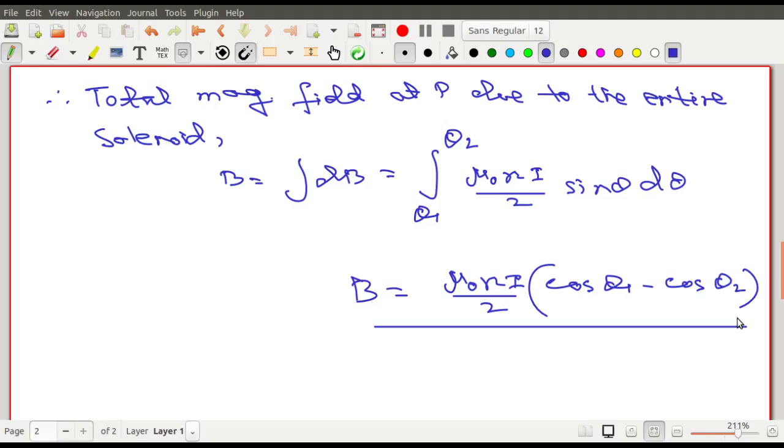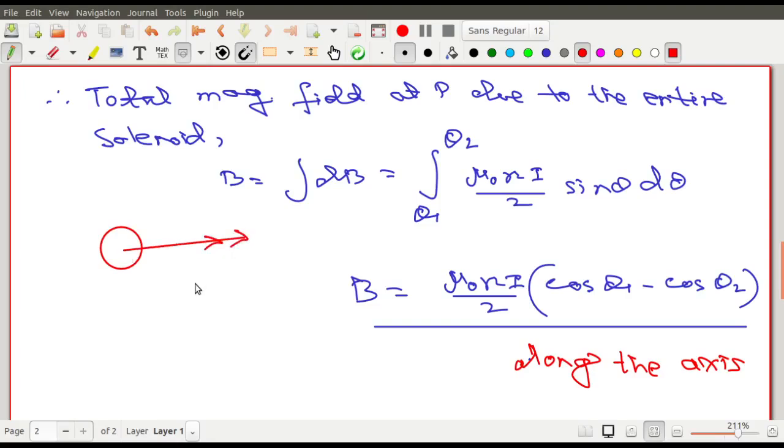Now if you look at your books, what is the direction? It is along the axis. Because for a circular conductor the magnetic field is along the axis. In the last class you know that for a circular conductor it was resolved into two components, along the axis and perpendicular to the axis. The perpendicular component got cancelled and only the component along the axis survived. So for any circular conductor, the magnetic field is always along the axis, right?